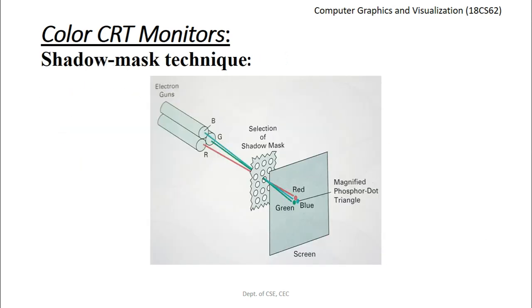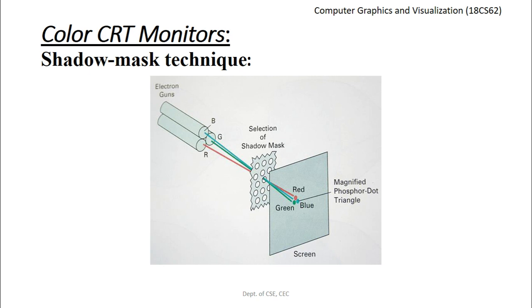Let's try to understand the next technique used in color CRT monitor. The technique name is, we call it as shadow mask technique. Shadow mask technique produces wide range of colors as compared to the beam penetration technique. Shadow mask technique is generally used in raster scan displays including color TV.